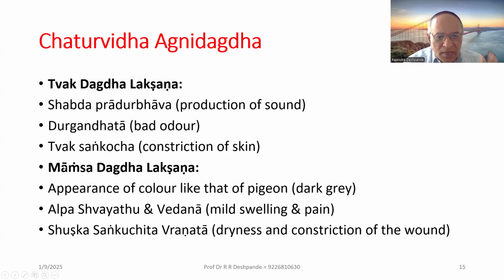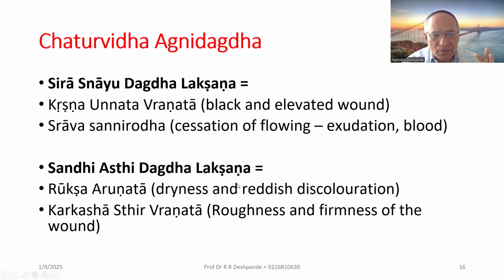These are the symptoms created because of muscle level burn cases. Or whenever only a superficial skin burn is there, then these are the particular symptoms. Then more deep, Sira, Snayu, Dagdha Lakshana. Lakshana is a symptom. Dagdha is a burn. So these are the burn cases where you get damage to the blood vessel and damage to the snayu. So Krishna Unnata Vranata, black and elevated wound will be there.